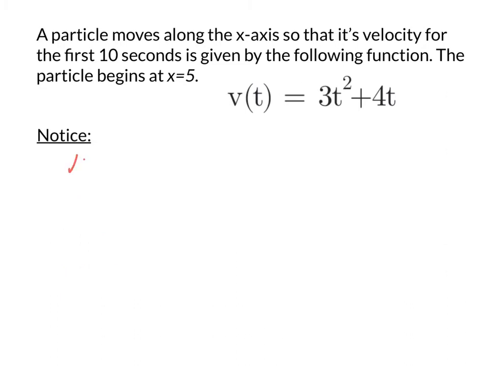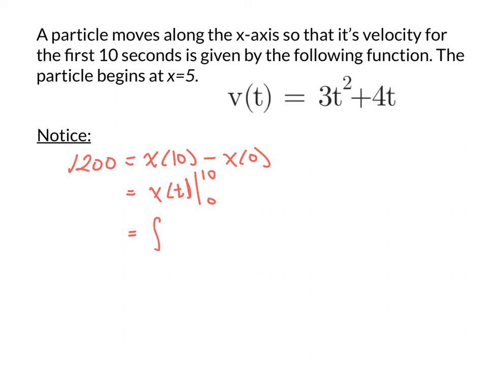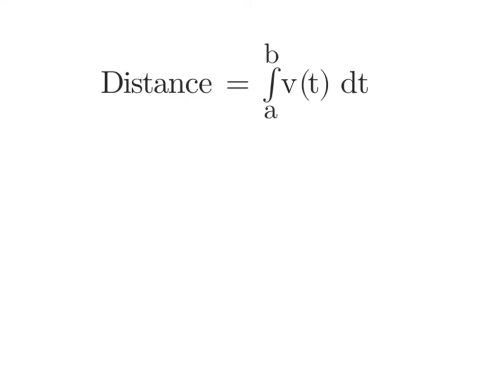Now, I want you to notice something about that 1,200. Like we said, that 1,200 was the difference from where it ended and where it began. Right? So x of t being evaluated from 0 to 10. x of t was the integral of velocity. That means that distance is a definite integral of velocity. That's super helpful for us, and it should kind of make sense.